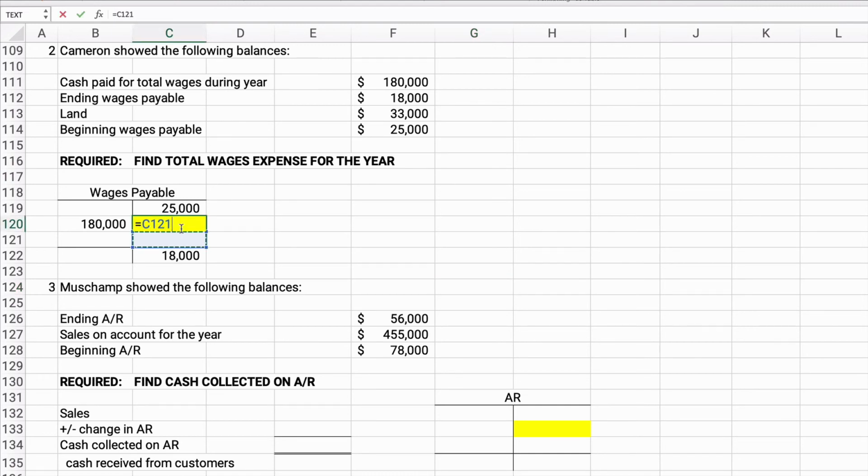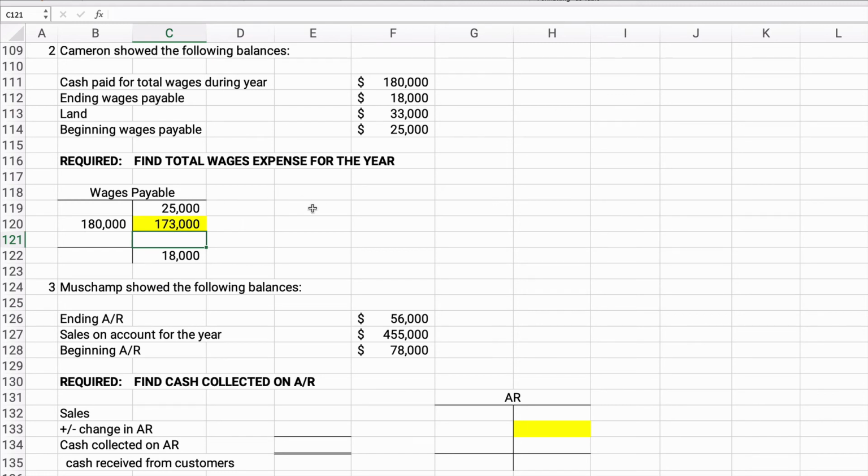We're going to start with 18 minus the 25 plus the 180. We should get 173,000. Now let's think about, we can do this in an alternate way. We can think about the two journal entries.